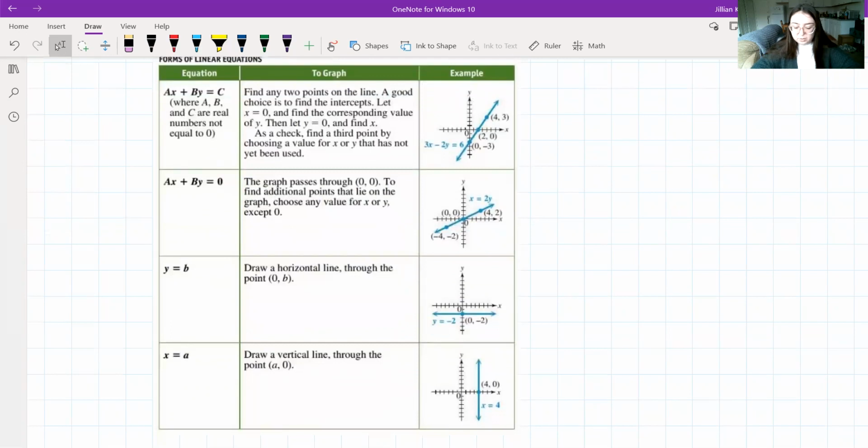For y equals b, we draw a horizontal line through the point 0, b. And when x equals a, we draw a vertical line through the point a, 0. So we see these images of our example graphs.